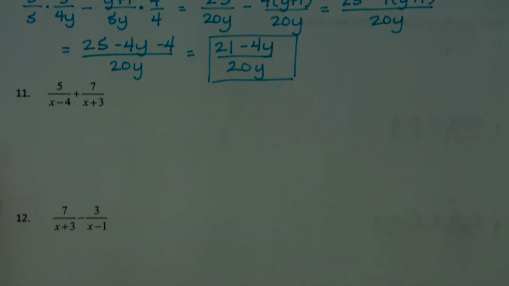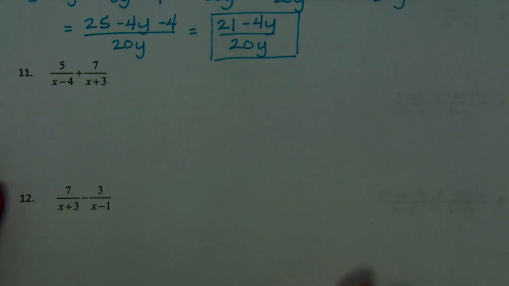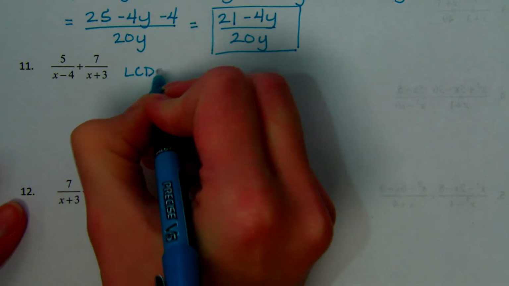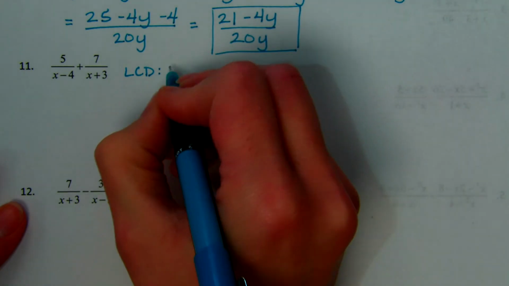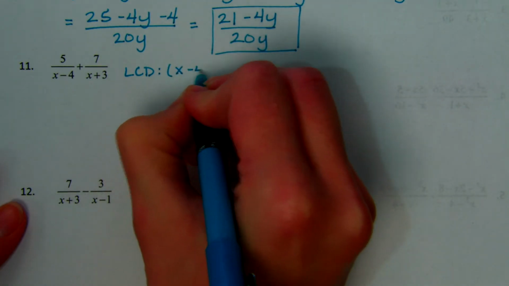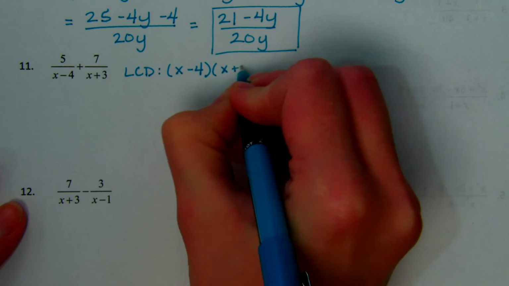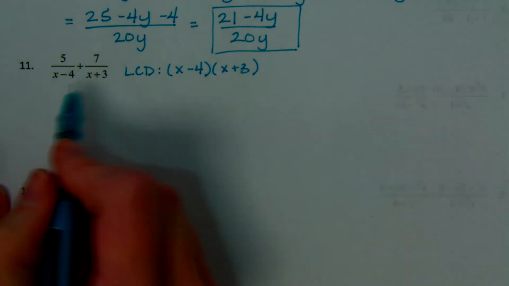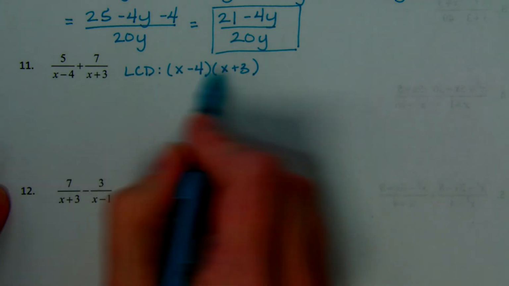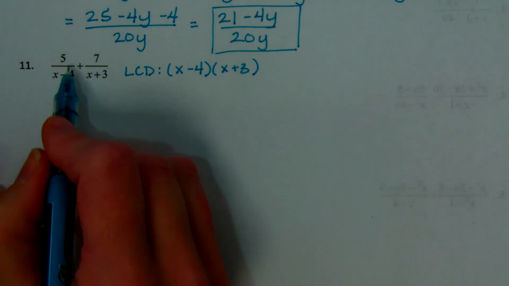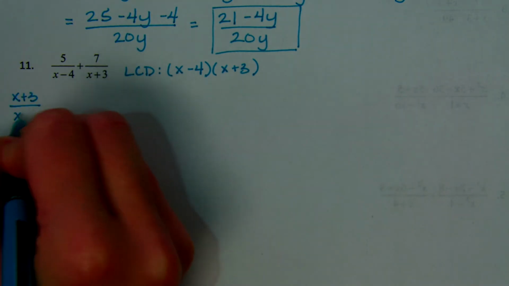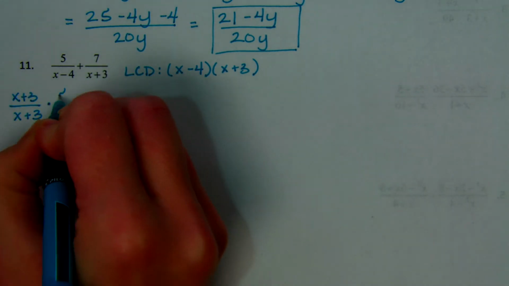All right, looking at number 11. Again, these two do not have a common denominator, so I have to come up with that. They don't have anything in common at all. So my LCD for them is just both of those pieces together. It's x minus 4 and x plus 3. That's my common denominator. And so to get this denominator with this fraction, I multiply the top and the bottom by x plus 3. So x plus 3 over x plus 3.